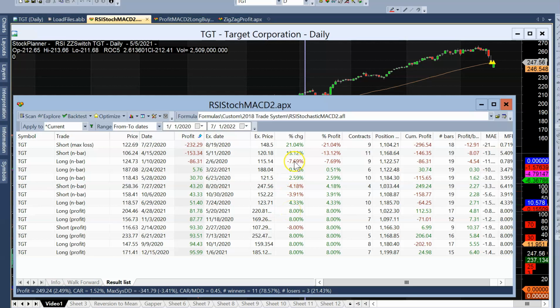And we had 6 trades that didn't quite reach 8%. I counted this as a pegged loss because it went to 19 bars, but right there at 8%.